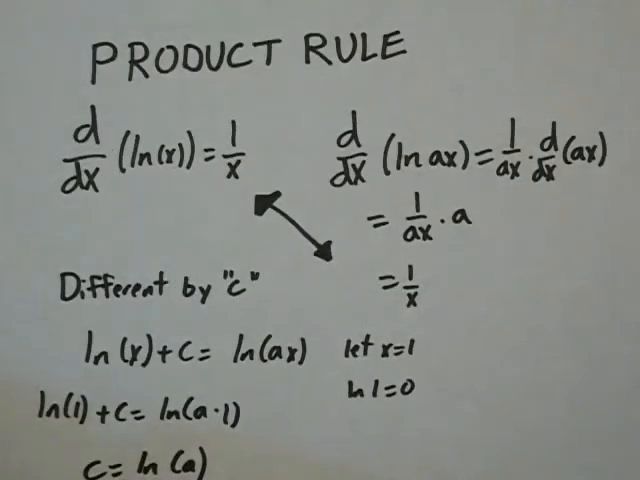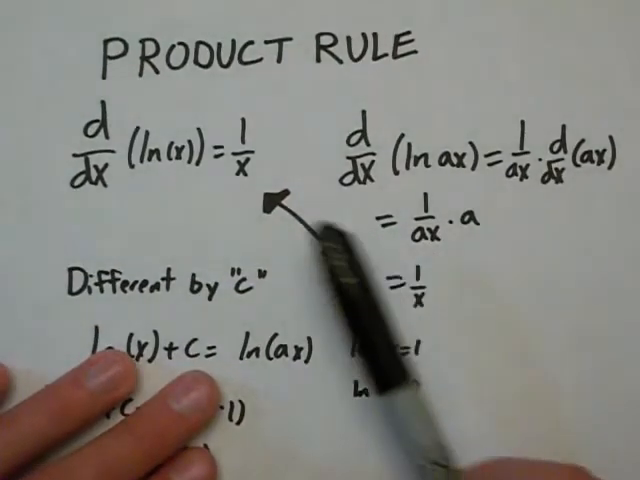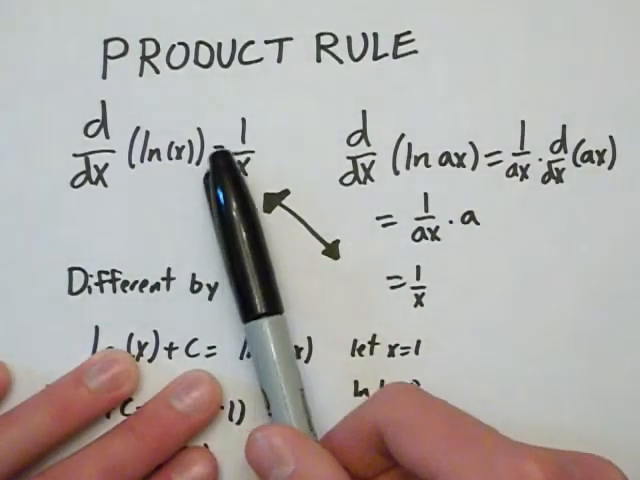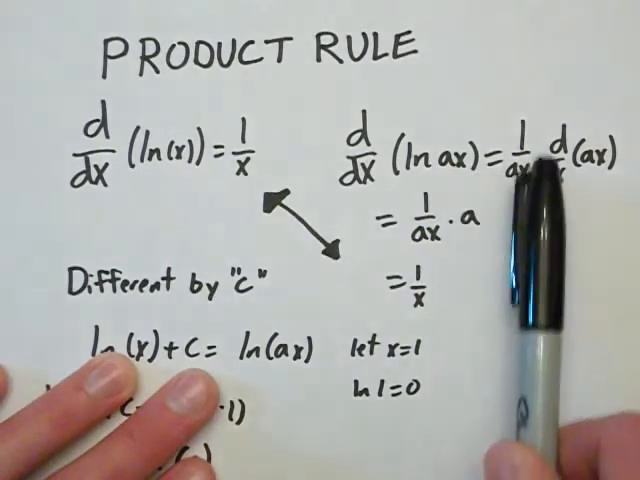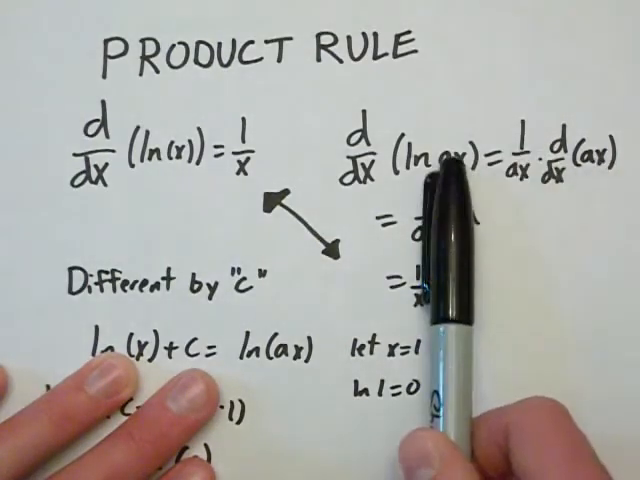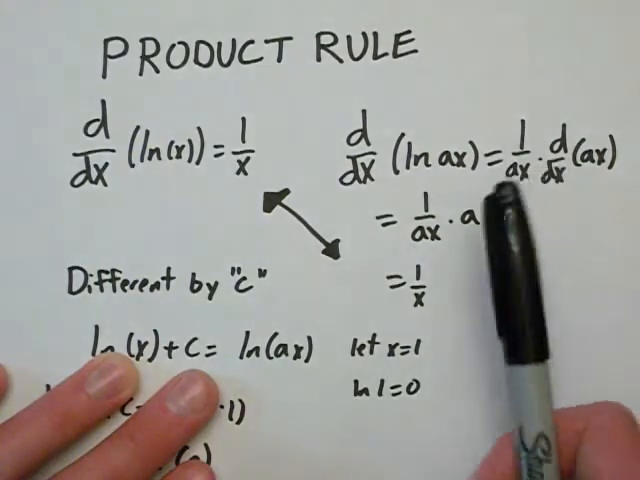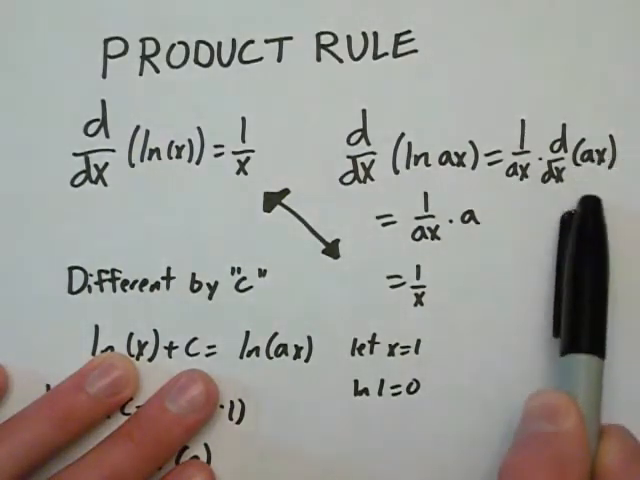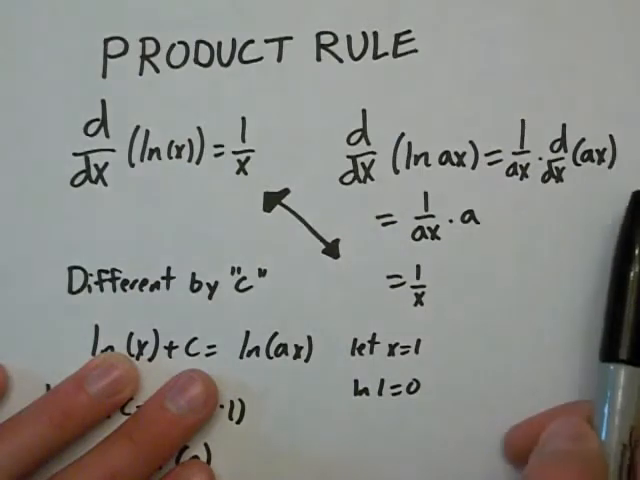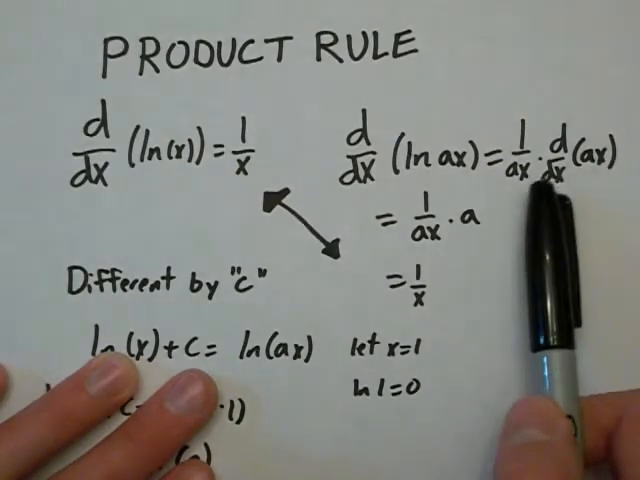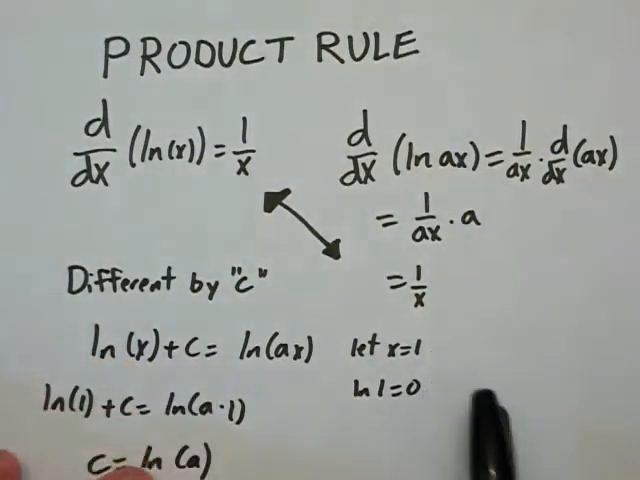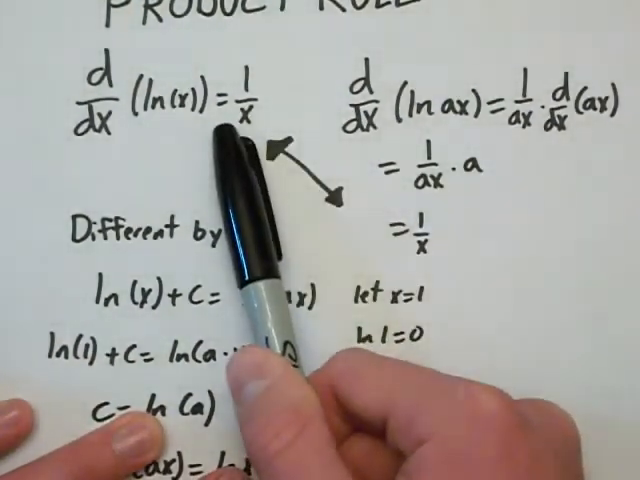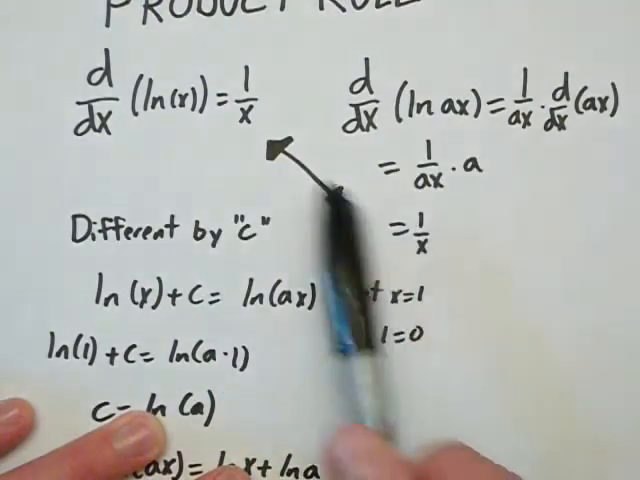Now that we've defined what a natural logarithm is and looked at its derivative, we can look at the product rule. We already know the derivative of ln x equals 1 over x, but the derivative of ln of ax equals 1 over ax times the derivative of the inside, so we're really just taking the chain rule here. The derivative of ax is just a. If we multiply those two terms together, we get 1 over x. So the derivative of ln x and ln ax both equal 1 over x.